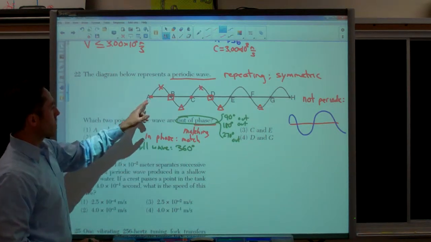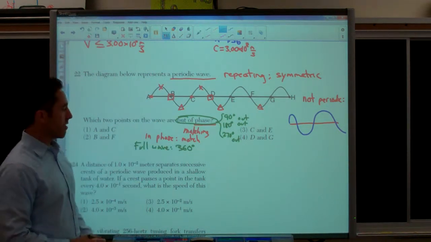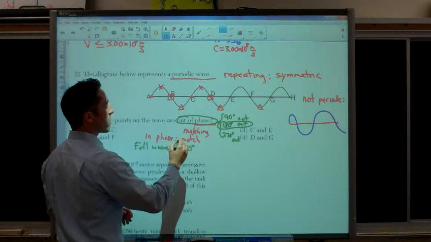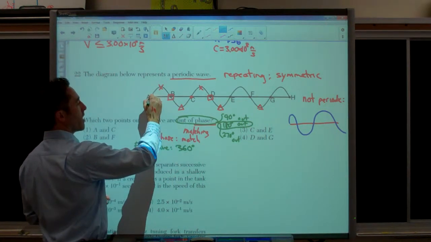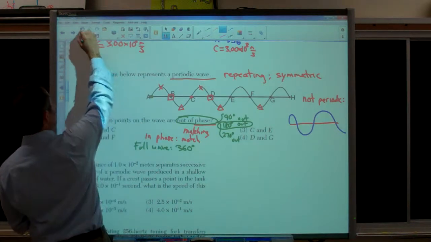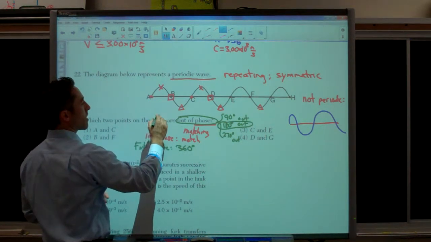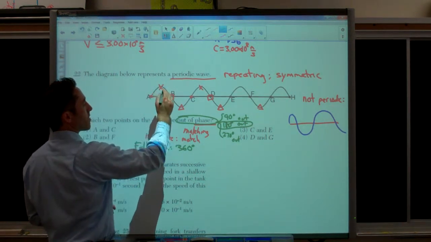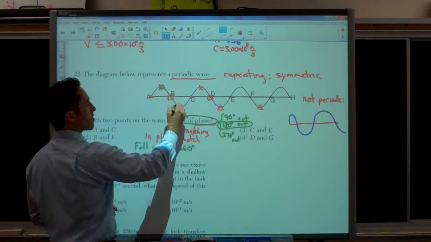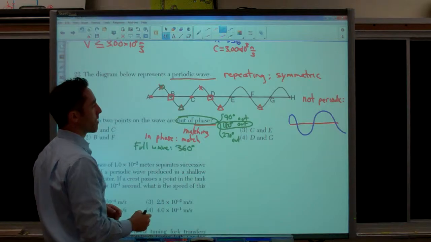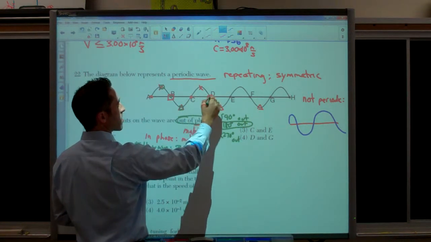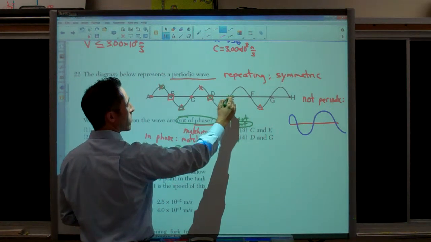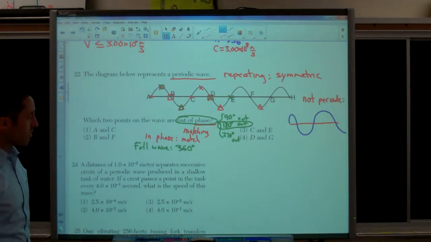And so let's look at that. If A and C are in phase, which means they're 360 degrees apart, let's use green for 180 degrees out of phase. 180 is half of 360. So point A is 180 out of phase with point B. It's half a wave apart. The crest up here is 180 degrees out of phase with the trough down here. That's half a wave. Let's use point D. Point D is 180 degrees out of phase with half a wave away point E. Also with point C. Okay?